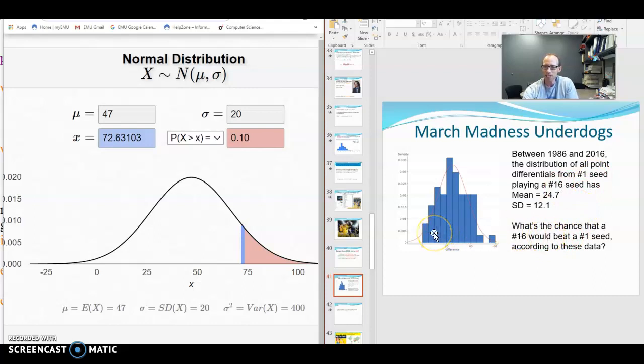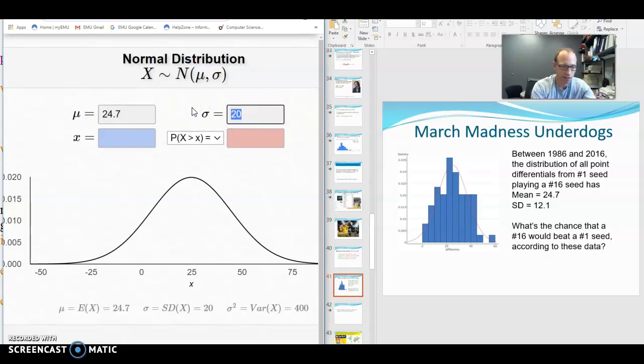Well, if you think about it, it's a little bit tricky, but let's go ahead and I'm going to clear this out. So the mean we have is 24.7, and the standard deviation is 12.1. What type of problem do we have here? Well, in order for a number 16 seed to win, it would have to be a negative number, right? The numbers we're plotting are how much the number 1 seed wins by. So if the number 1 seed actually lost, that would be a negative number.